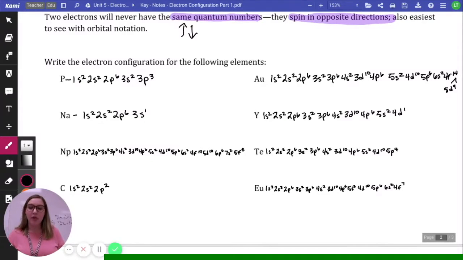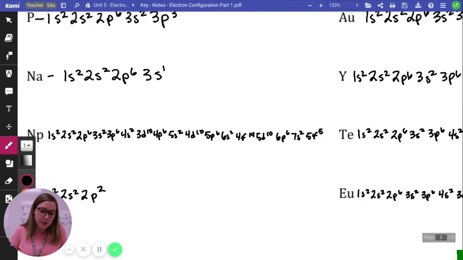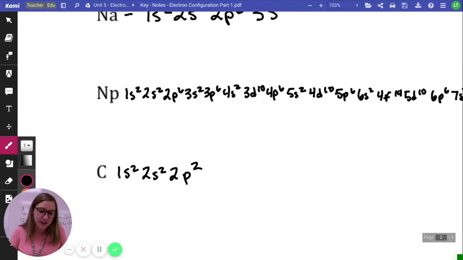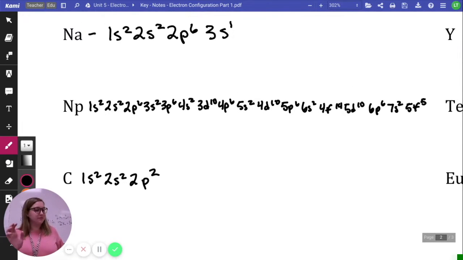Let's go over the 4 practice problems. So these were pretty long, so let's see how you did. So we'll start with the hardest one right here of neptunium. All right, so neptunium we have is all the way down here in my F sublevel.